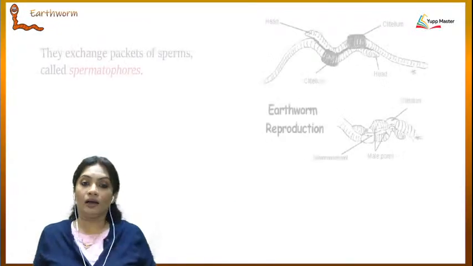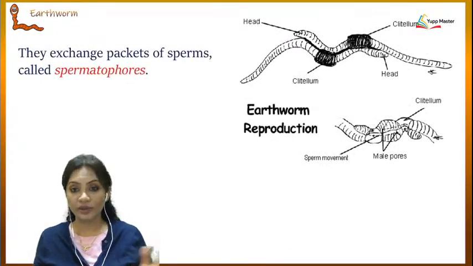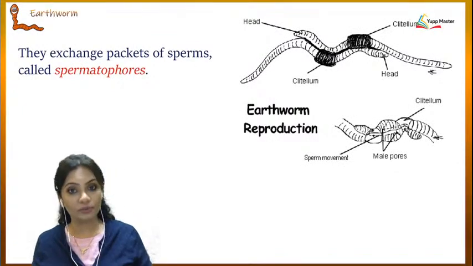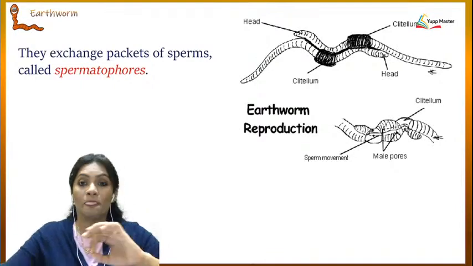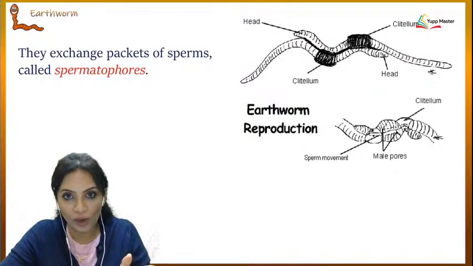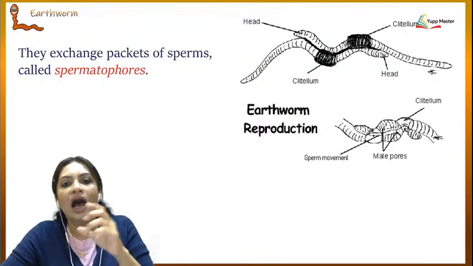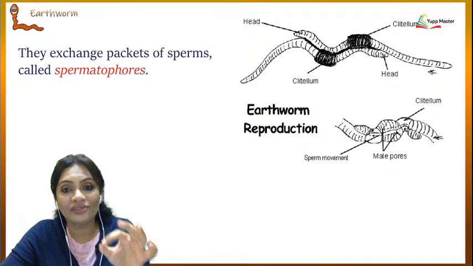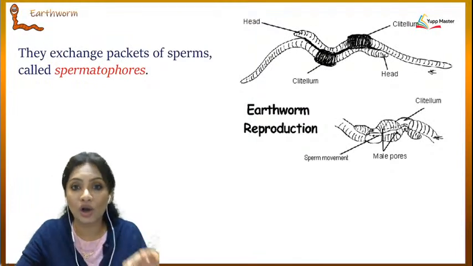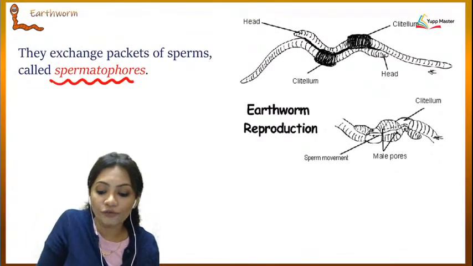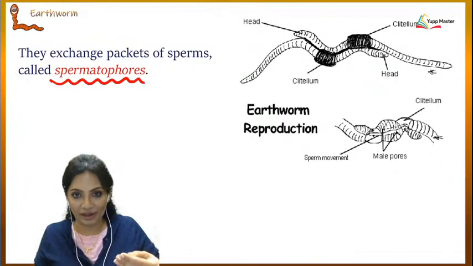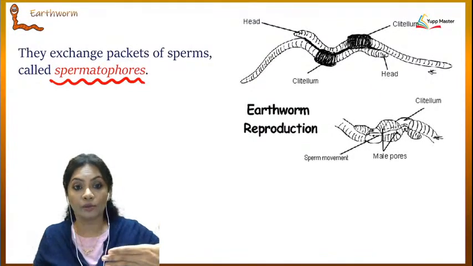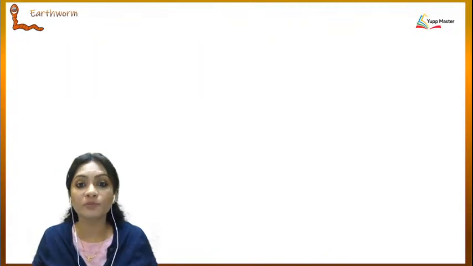All right. Okay. Next we see what they are going to be doing while the copulation is happening. There is going to be an exchange of sperms. Now, sperms which travel from one earthworm to another earthworm are going to travel in the form of small packets, and these small packets are called spermatophores. So sperms travel from one earthworm into another in the form of packets called spermatophores.